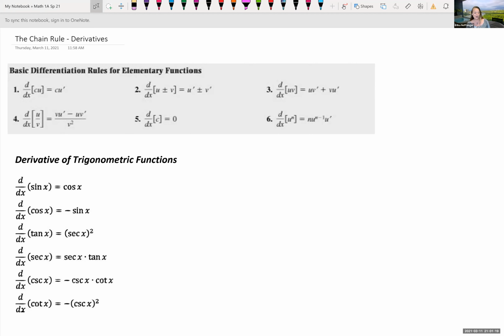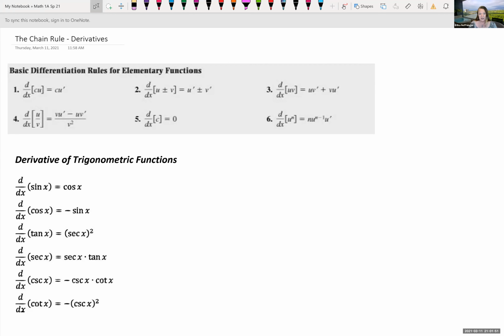We've been learning lots of different rules to take derivatives, so we don't have to use that formal definition of the derivative anymore. And the rules that you see on the screen are the ones that we've covered so far in class. Today, we're going to look at a new rule called the chain rule, which is going to make our life a lot easier, and it will help us be able to take derivatives of functions that we wouldn't have been able to take the derivative of without this chain rule.